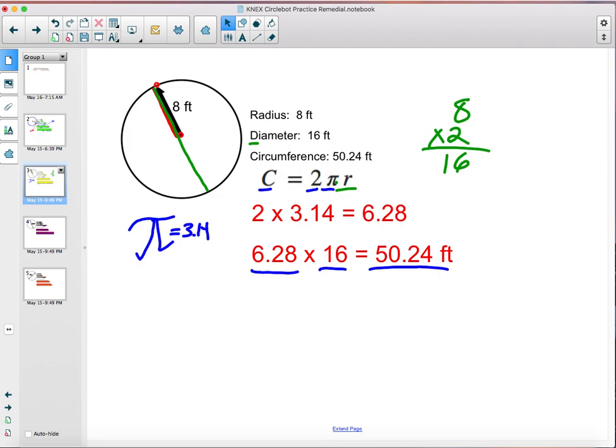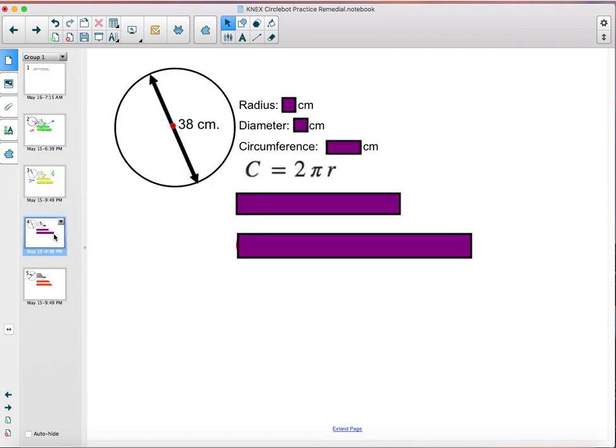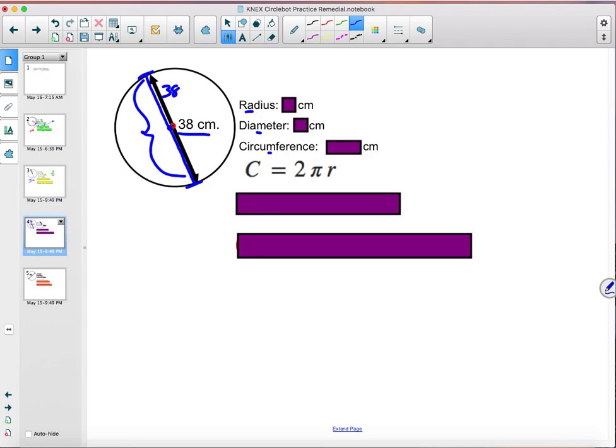Okay, now we go on to another example. This time they ask for the radius, the diameter, and the circumference again. But in this situation, they're giving you an entire chord of the circle. In other words, they're giving you a line from one end of the circle to the other end, and it goes through the center point. So this distance, whether it's here or up here, indicates that total distance.